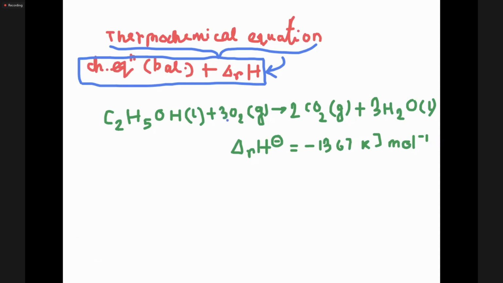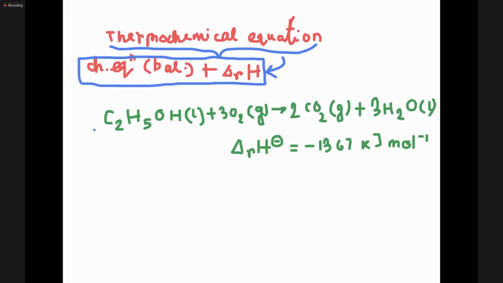So 3 moles of O2 and 1 mole of ethanol will produce 2 moles of CO2 and 3 moles of water. The second point is that the numerical value of ΔrH° refers to the numbers of moles of substances specified by an equation. The standard enthalpy change, that is ΔrH°, will have the unit kilojoule per mole. And the numerical value also suggests the moles of substance specified.